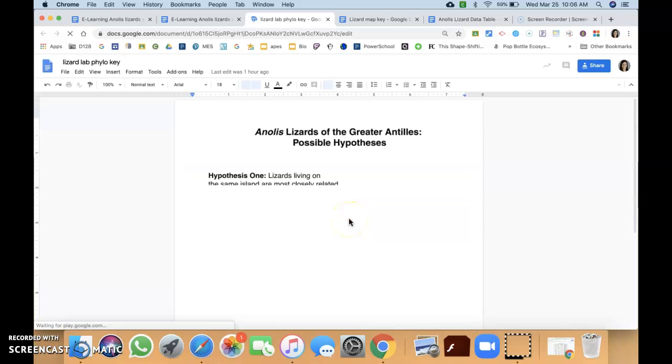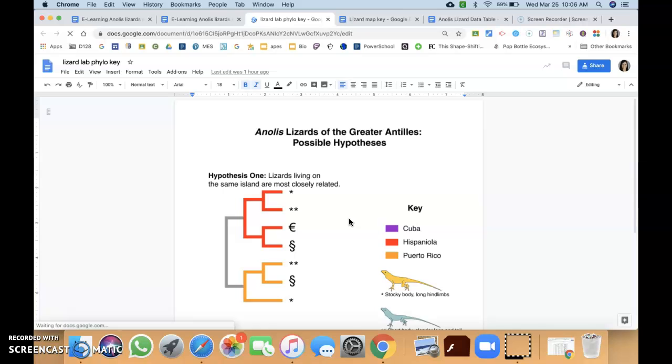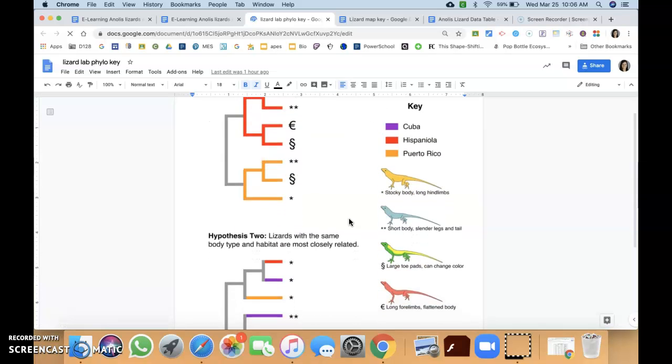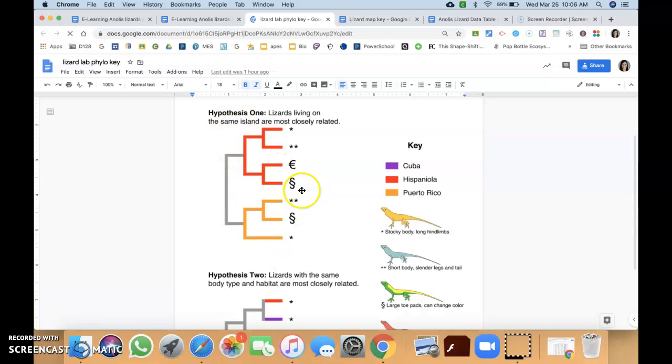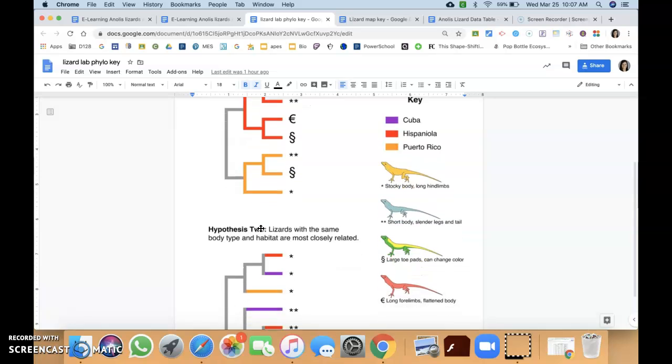But when it comes down to it, there are two hypotheses that we can pick from. If we look at these phylogenetic trees, we have one here. And this hypothesis is saying that lizards that live on the same island are more closely related to each other. So all of the lizards that live in Puerto Rico are more closely related than those lizards that live in Cuba or any of the other islands.